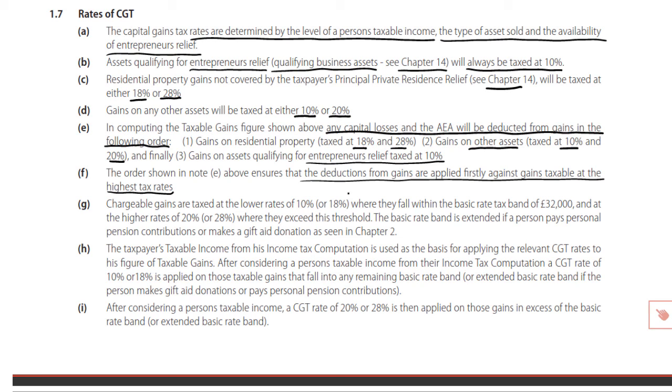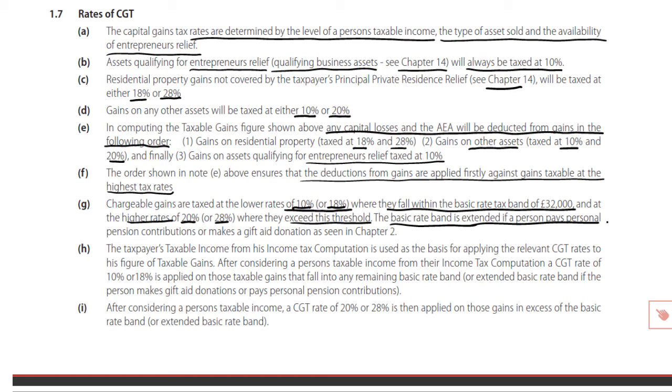Chargeable gains are taxed at. Now, we've mentioned these lower and higher rates. Lower rate of 10% as compared to 20%. On residential property, 18% as compared to 28%. How do we know where the lower or that higher rate applies? Well, simple. Where they fall within the basic rate band of £32,000 is where the lower rates apply, or the higher rates where they exceed this threshold. The basic rate band, as we know from our income tax computation, would be extended if the person pays personal pension contributions or makes any gift aid donations during the period.